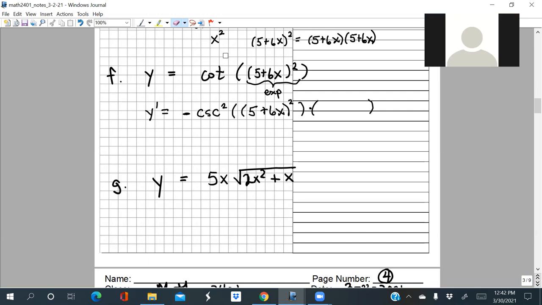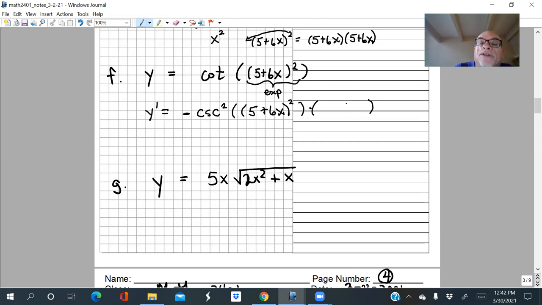Move the exponent to the front. Yeah, move the exponent in front, right, Malcolm? So you bring the 2 down, okay? And subtract 1 from it. So that's how we're going to find the derivative of 5 + 6x², right? Bring the 2 down. And so let's do that.